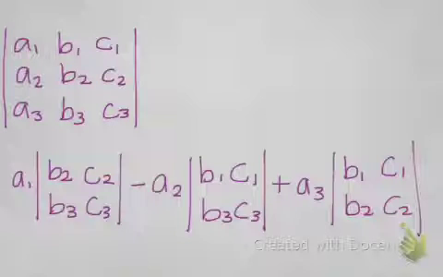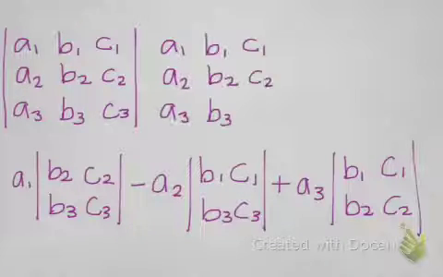So if you have a matrix that looks like the one on the top and you're trying to find the determinant, what it's going to look like is the bottom, where you have a sub 1 times the determinant that is shown, minus a sub 2 times the determinant shown, plus a sub 3 times the determinant shown. And we're going to go through step by step to show how we get that.